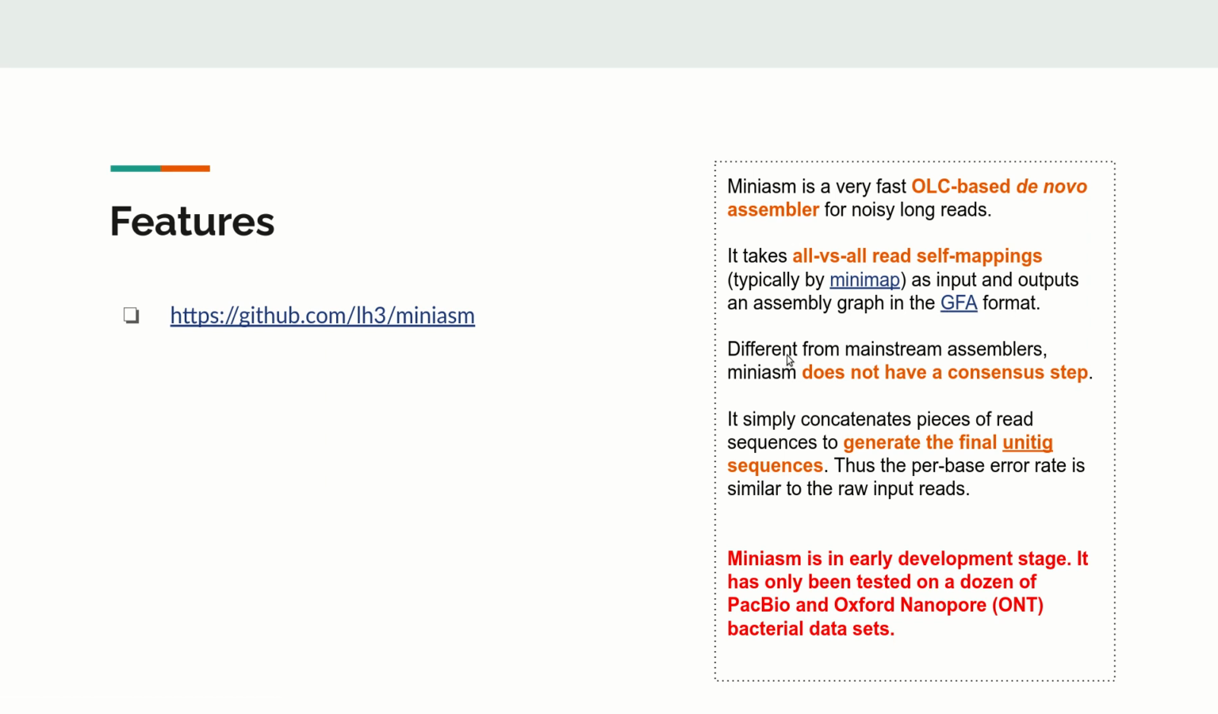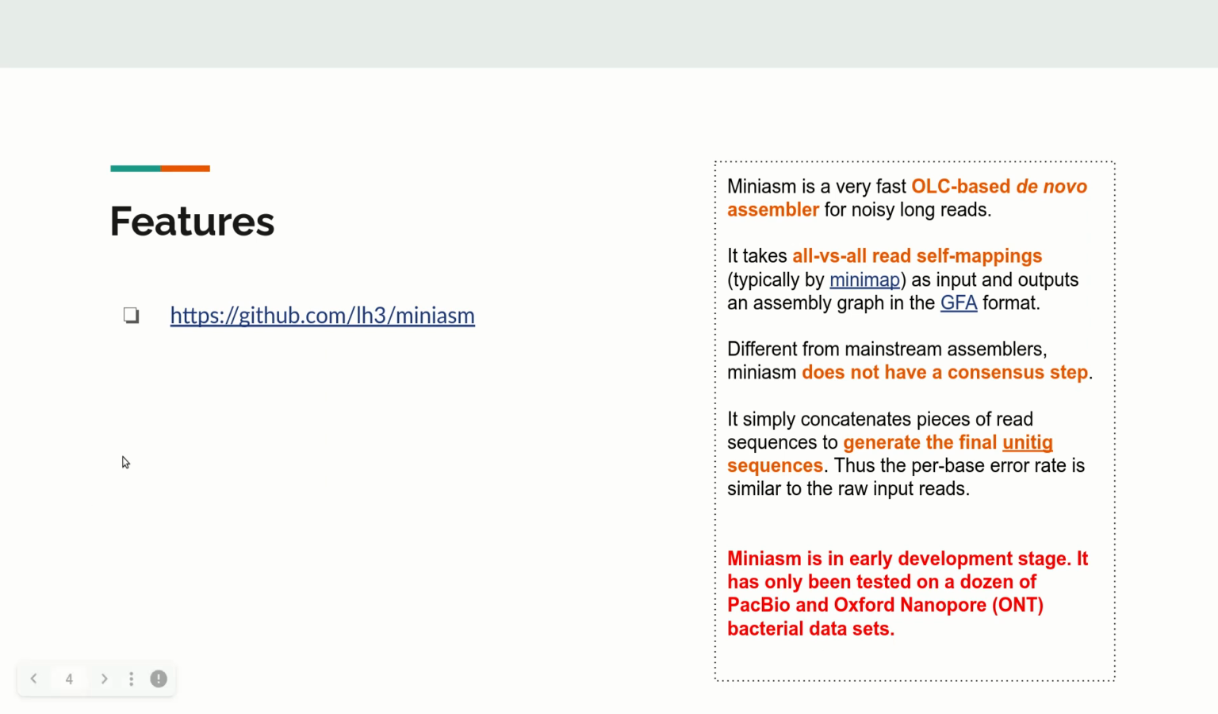Okay, so it's important to note that it is different from all the other assemblers in that it does not have a consensus step. That's why after Miniasm we have to use some third party tools like Racon, Minipolish, etc., which will help us generate the consensus from the Miniasm output. It simply concatenates the pieces of read sequences to generate the final unitig sequences. That's why the per base error rate found in the raw reads will be propagated to the final output. And again the disclaimer by the tool is that it is in an early development stage and it has only been tested on a few dozen PacBio and Oxford Nanopore bacterial datasets.